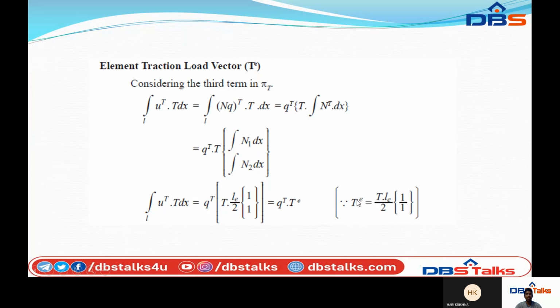TE is the temperature traction load vector, that is T into LE by 2, 1, 1. That is the element traction load vector, which equals Q transpose into TE.